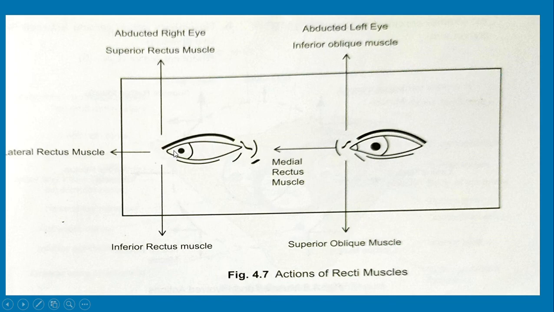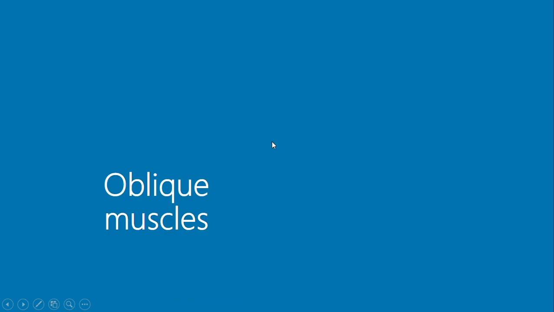Adduction means medial movement. You can see this caruncle, the lacrimal caruncle, isn't it? That is the major feature which can be seen at the medial angle of the eye. So the eye moves towards the medial angle with the help of the medial rectus, and towards the lateral angle with the help of the lateral rectus. That is, towards the nose by means of medial rectus, and away from the nose, towards the temple region, by means of lateral rectus. That is adduction and abduction.